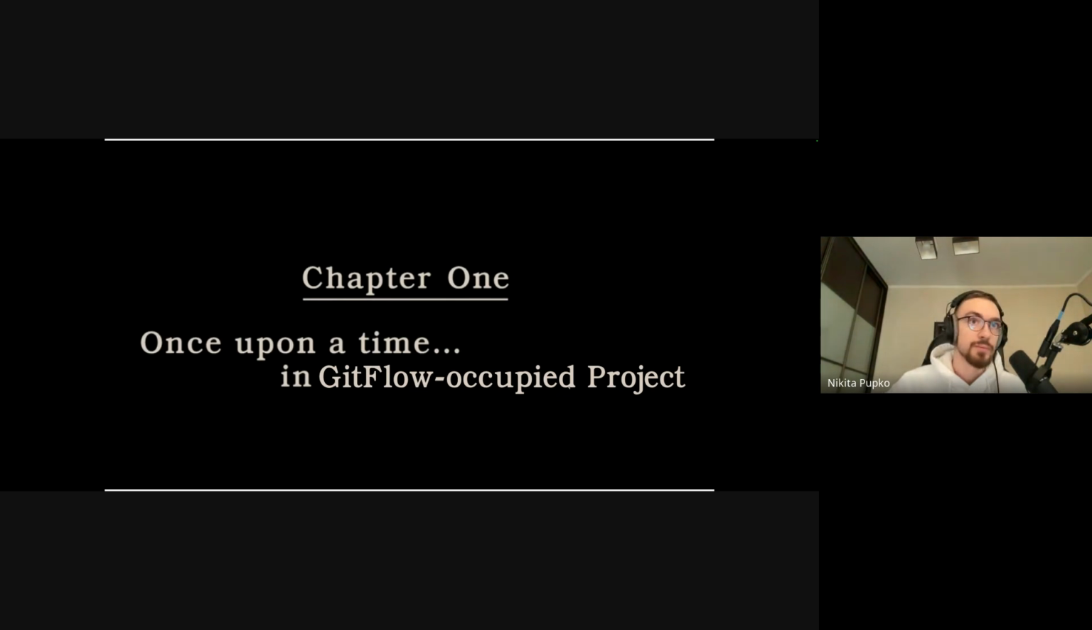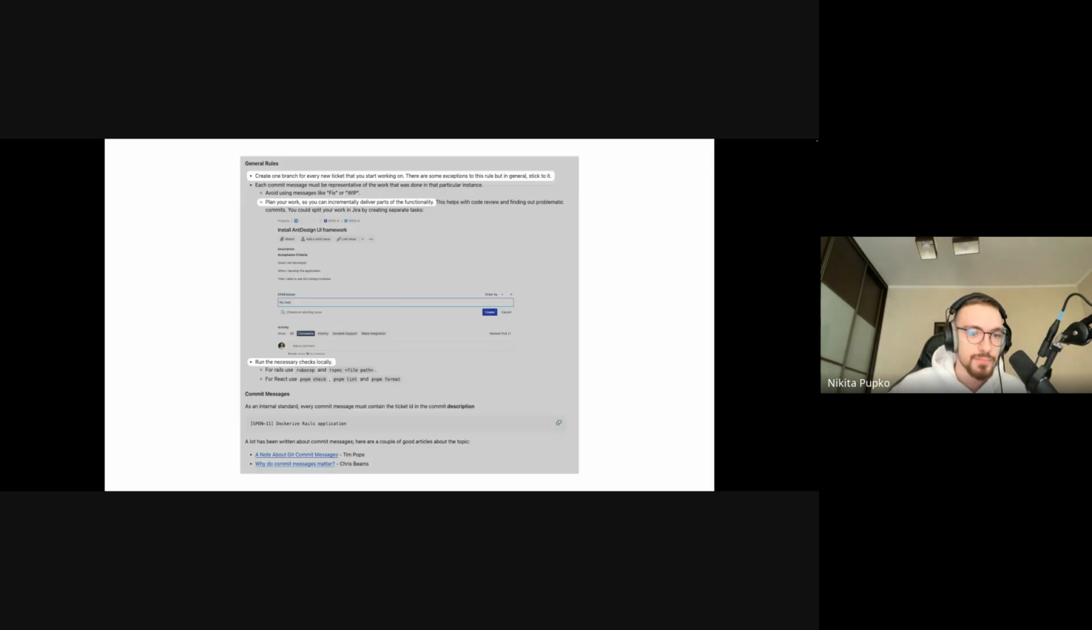So chapter one, once upon a time in a Git Flow occupied project. We have a playbook with all the processes described for our project. Basically, our general rules for working on tickets are a modified Git Flow / GitHub Flow approach. So we are creating one branch per ticket, not including big PRs. Sometimes it requires a few parts, but in general, we have one branch per ticket.